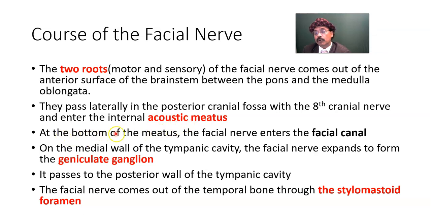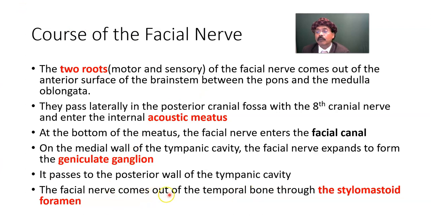At the bottom of the meatus, the facial nerve enters the facial canal. On the medial wall of the tympanic cavity, the facial nerve expands to form the geniculate ganglion. It passes to the posterior wall of the tympanic cavity. The facial nerve comes out of the temporal bone through the stylomastoid foramen.